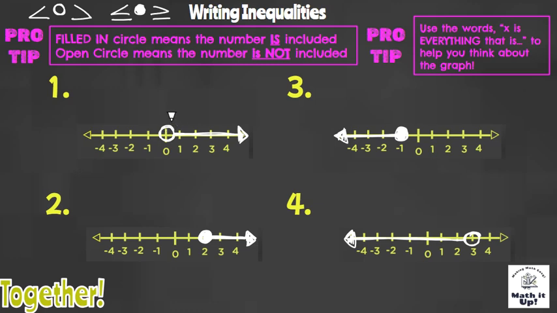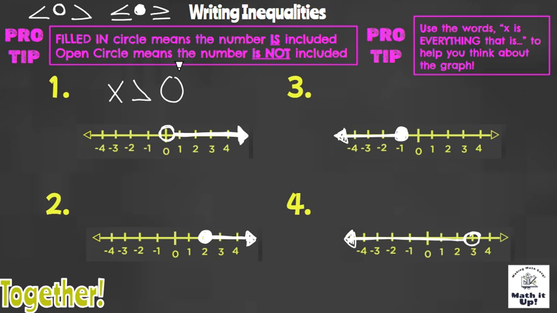So immediately I know that I am not going to have an equal to part here. 0 is not part of this. So X is going to be everything that is greater than 0, right? These are the numbers that are greater or larger than 0. So X is everything that is greater than 0. So let me write that out then. X is everything that is greater than 0.